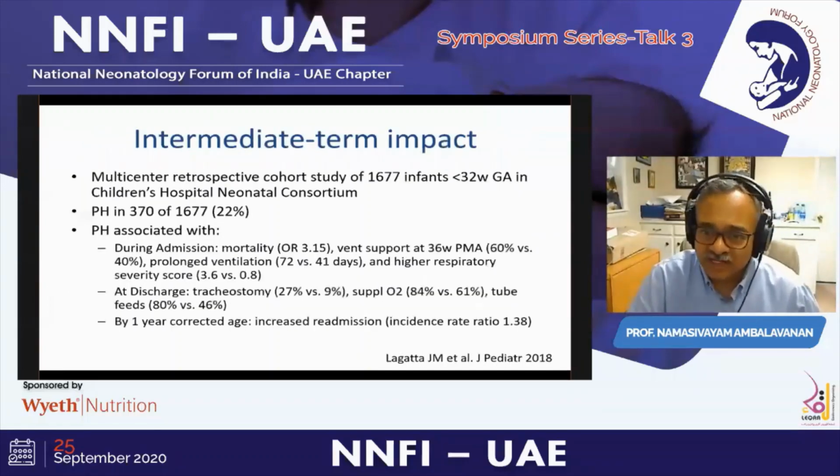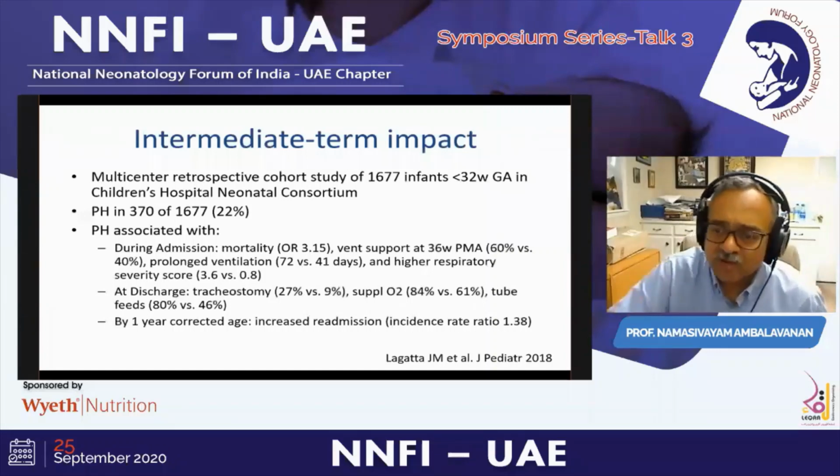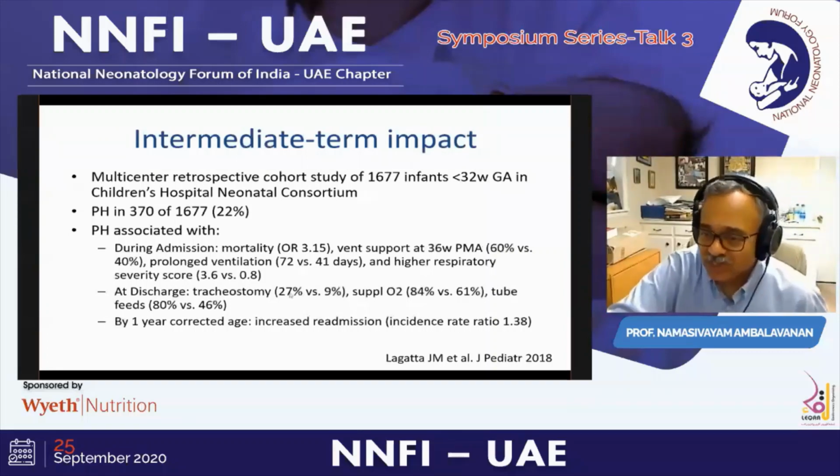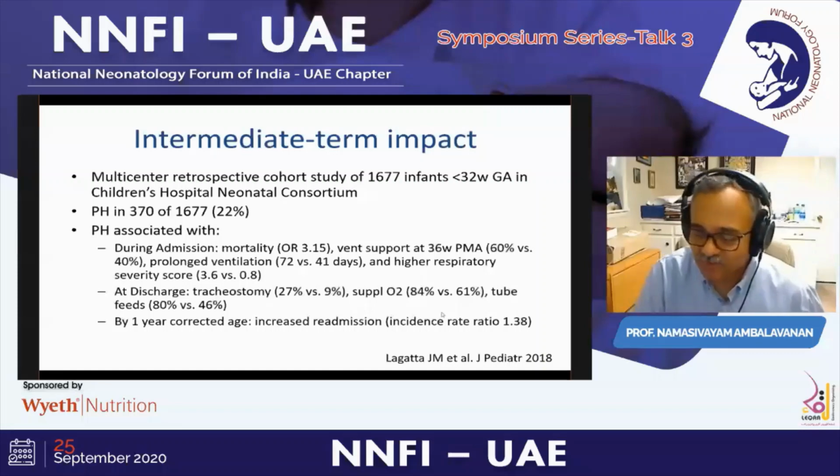Intermediate term impact. This is a study from the Children's Hospital National Consortium. It is a large sample size, about 1,677 infants less than 32 weeks. Pulmonary hypertension was seen in about 22%. As would be obvious, it's associated with higher mortality, more ventilator support, and so forth. More of these infants need tracheostomy, about 27% versus 9%. 84% needed supplemental oxygen. More of them needed tube feeds and so forth. And these infants are at higher risk of being readmitted.